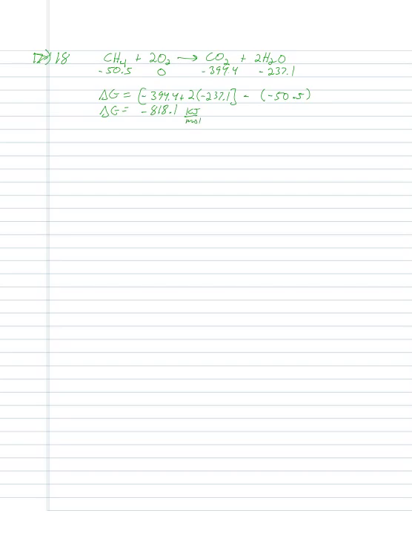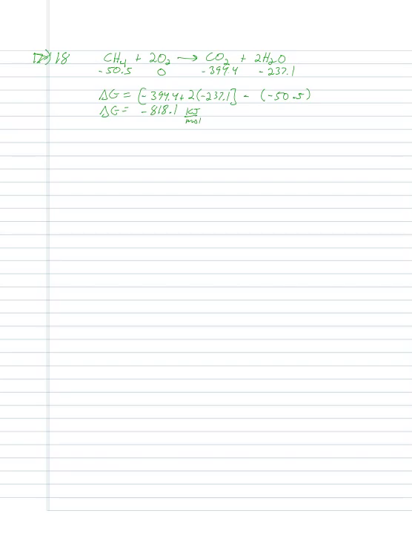So pretty high delta G. Its equilibrium is going to be way towards the product side, which you might imagine. This is the burning of methane. That doesn't really reach much of an equilibrium. You're not reforming methane during its burning.